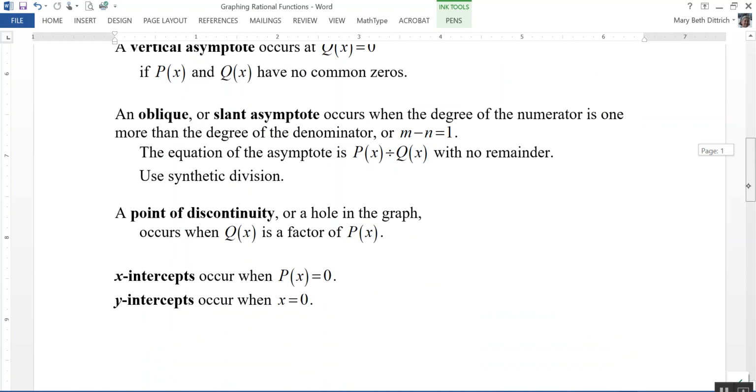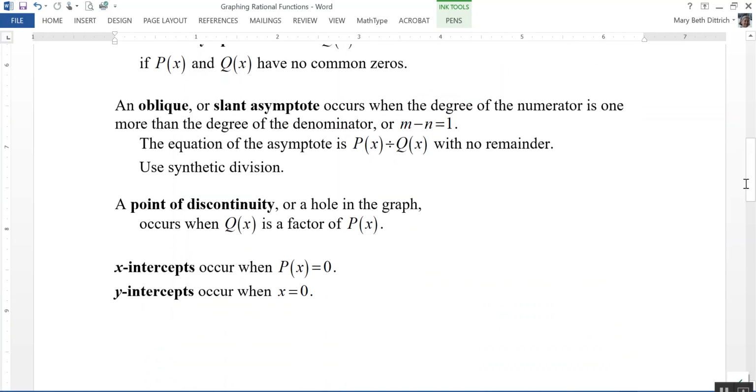A point of discontinuity, or a hole in the graph, occurs when q of x is a factor of p of x. In other words, when the denominator is actually a factor of the numerator. X-intercepts occur when p of x is equal to 0, and y-intercepts occur when x is equal to 0.